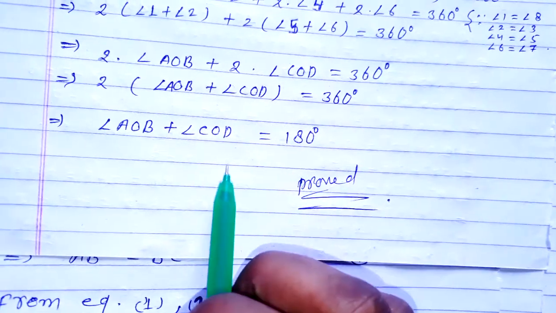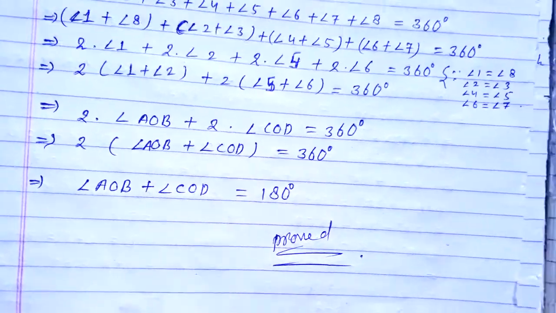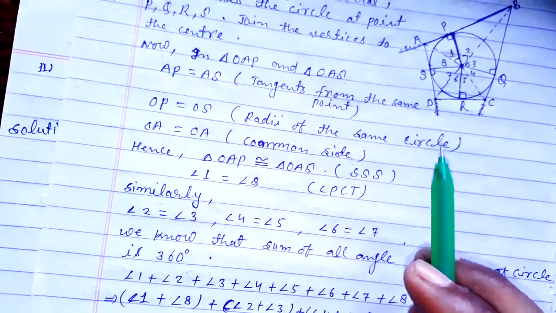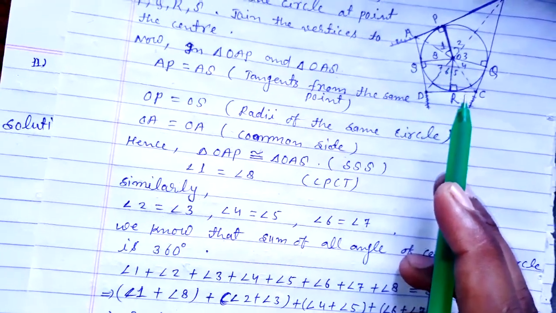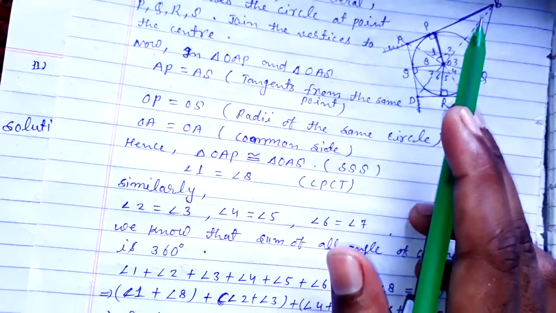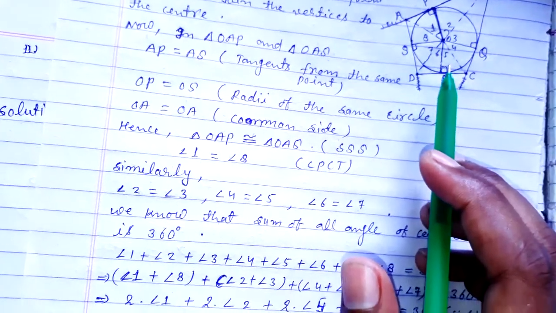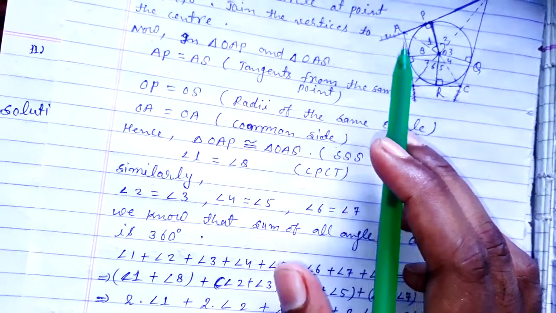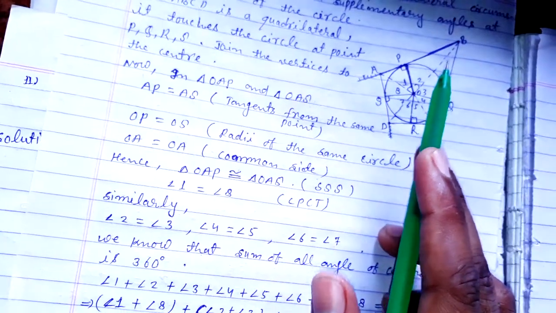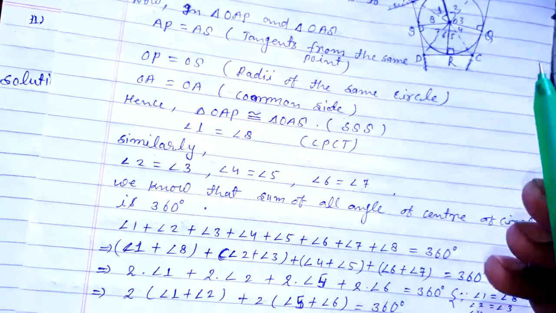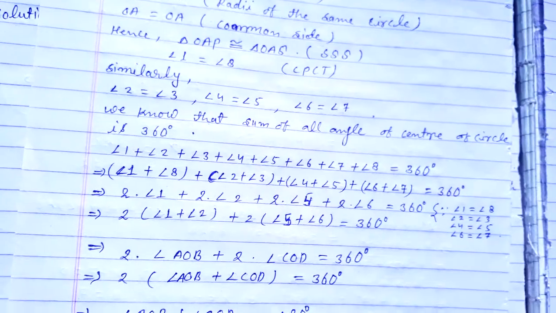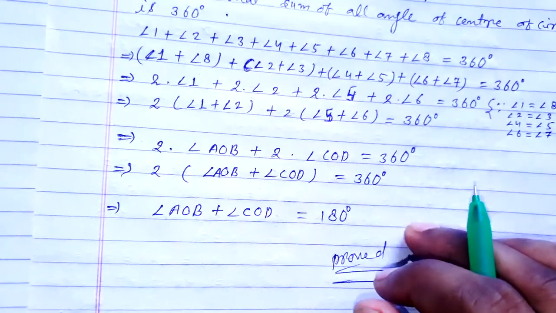So this is 180 degrees. So this proves that the opposite angles are supplementary angles. Here COD and AOB are supplementary angles. Same proof for angle AOD and angle BOC, they are supplementary. Same proof. This is proved.